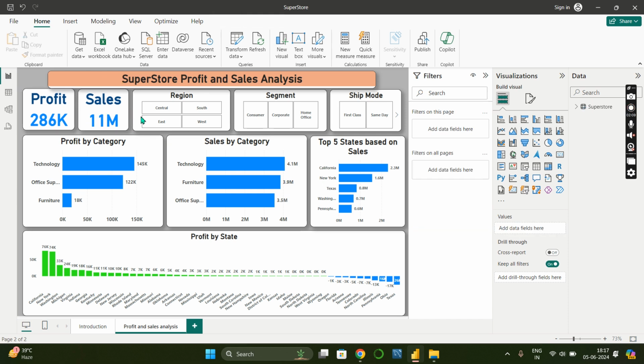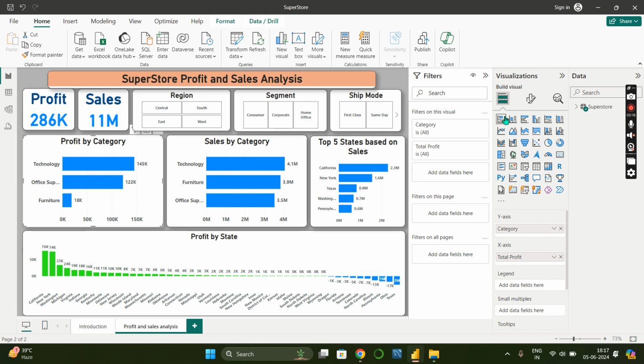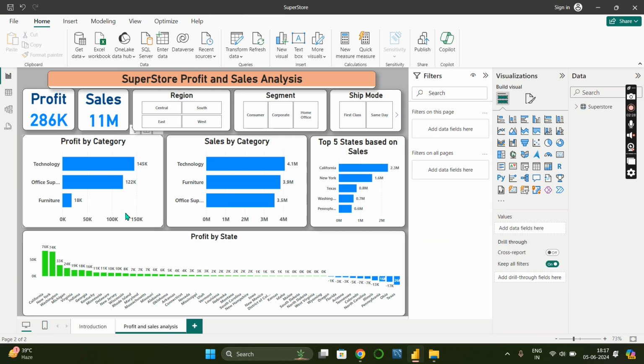And apart from that, I have created some slicers here: region, segment, ship mode. These are the stacked column charts, stacked bar charts, and these are the three stacked bar charts. And this one is also a different kind of stacked column chart. So based on the region, segment, and ship mode, we can categorize the profit and sales in different states.